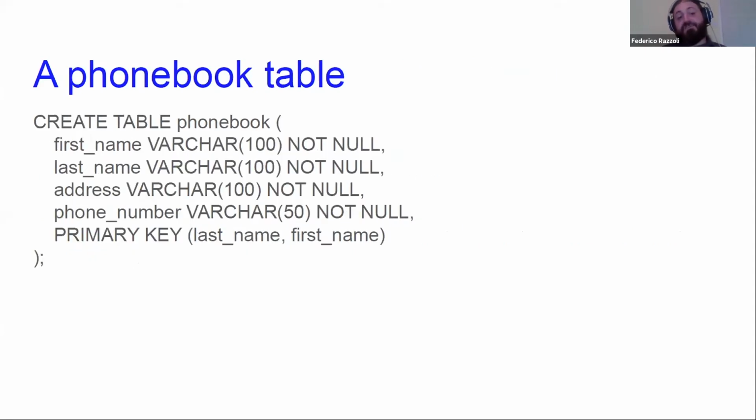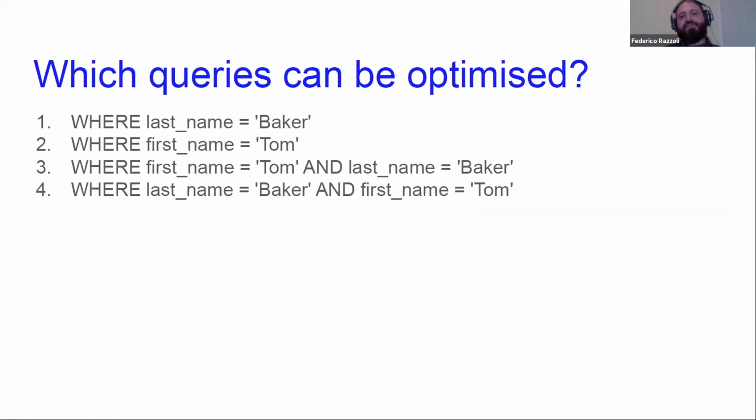Okay, so this is actually a table, but if you don't understand the syntax, it doesn't really matter. Again, what really matters is that the table has first name, last name, which are indexed columns, the address and the phone number, which are more columns, but they are not indexed. And again, the index is on last name and then first name, okay?